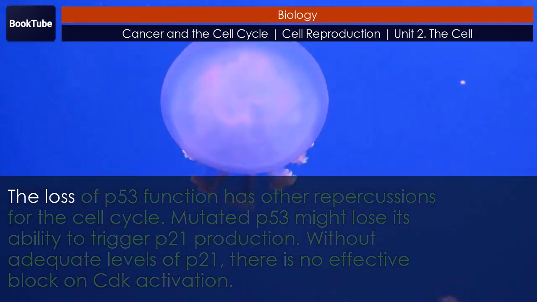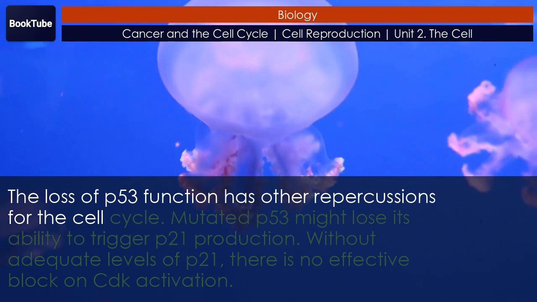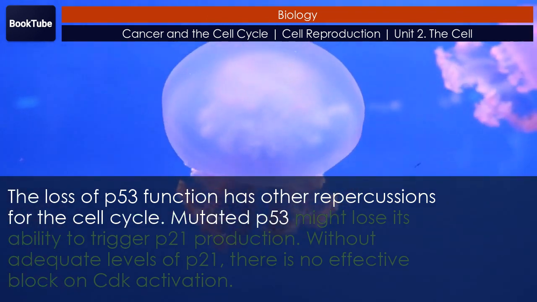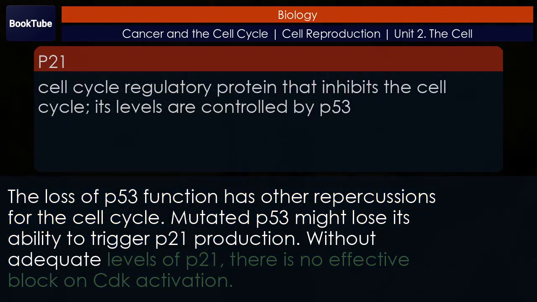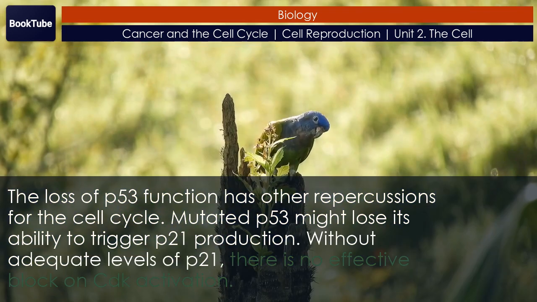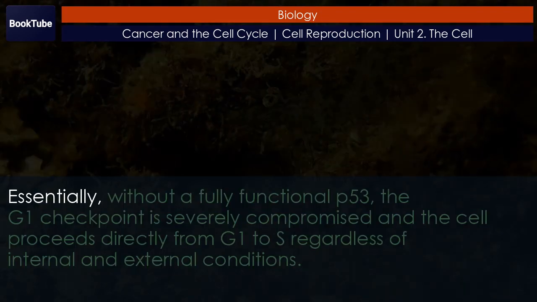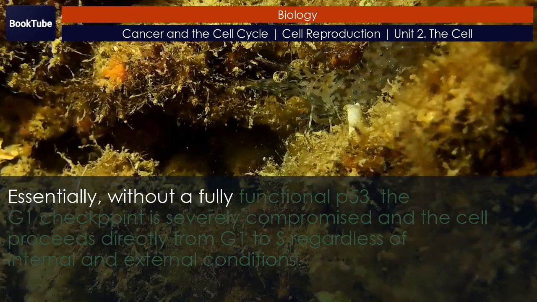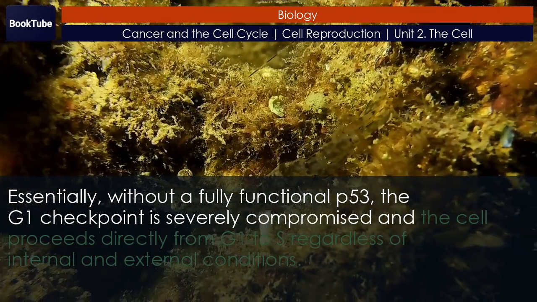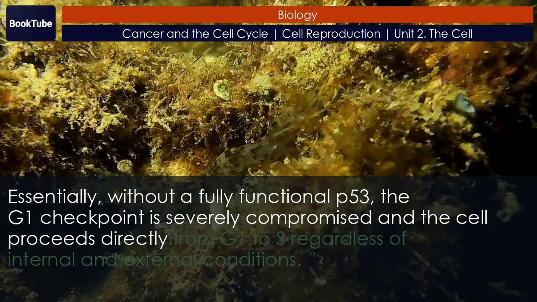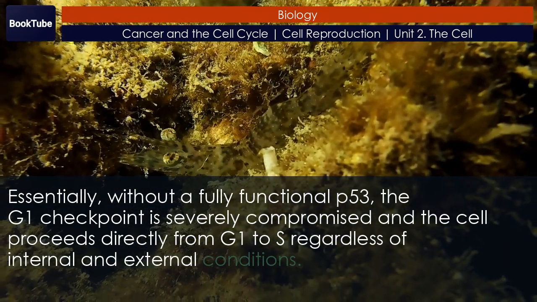The loss of p53 function has other repercussions for the cell cycle. Mutated p53 might lose its ability to trigger p21 production. Without adequate levels of p21, there is no effective block on CDK activation. Essentially, without a fully functional p53, the G1 checkpoint is severely compromised and the cell proceeds directly from G1 to S regardless of internal and external conditions.